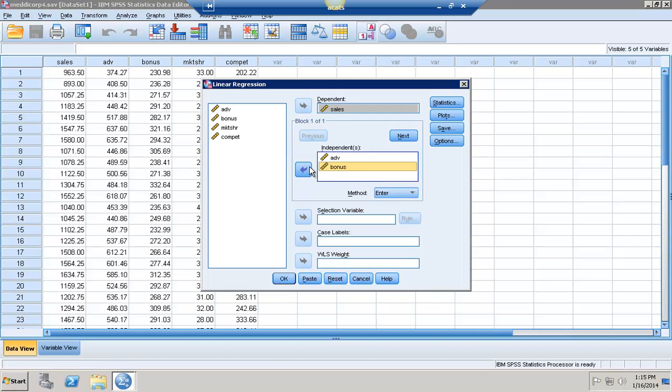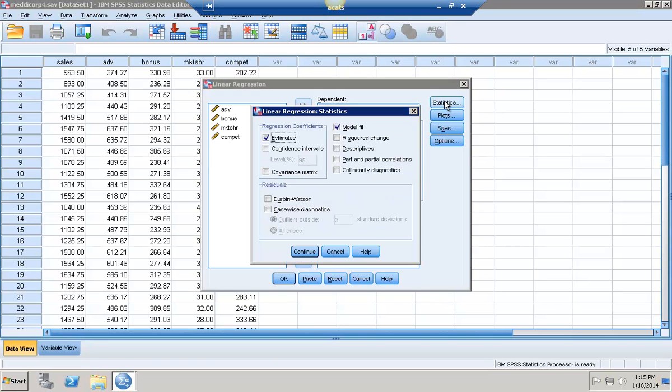Okay, so what I want to do, I'll go into the statistics area. I would like regression coefficients, I want those estimates. I would like the confidence interval. I would like the model fit. I would like descriptive statistics. Model fit gives me my R squared, so I'm good there. And I will click continue.